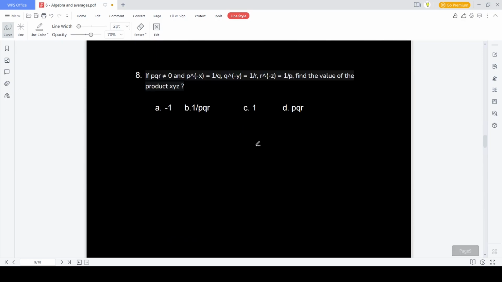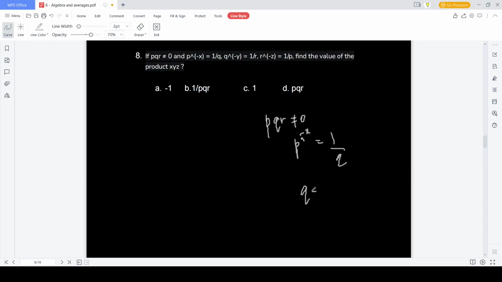Next question. If PQR is not 0, then P to the power minus x is equal to 1 by Q. They are saying PQR is not 0 and P to the power minus x is equal to 1 by Q, and Q to the power minus y is equal to 1 by R, and R to the power minus z is equal to 1 by P. Find the product of x, y, z.